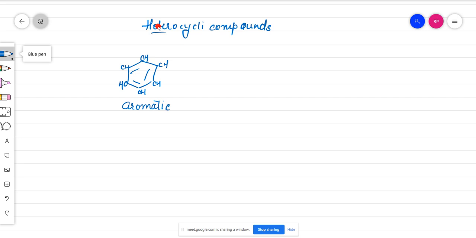Now, what is a heterocyclic compound? It has a heteroatom. Heteroatom means what? Oxygen, nitrogen, sulfur as a part of the ring. So if I replace one of the CH by nitrogen, right? So this becomes my heterocyclic compound. So it can be a 5-membered ring, it can be a 6-membered ring, it can be a 3-membered ring, whatever it is.